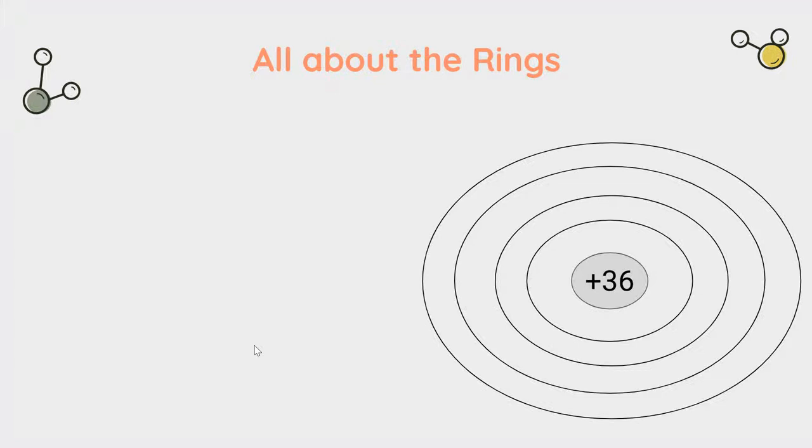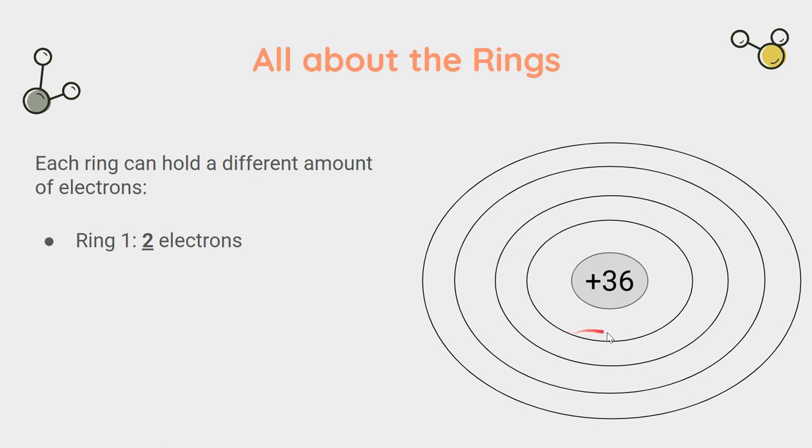If I take an atom of, say, krypton, we can see the 36 protons right here in the center with that plus 36. The Bohr model is going to tell us where the electrons can go in those rings. But each of those rings can hold a different maximum amount of electrons. Our first ring, the smallest ring, can hold a maximum of 2 electrons.